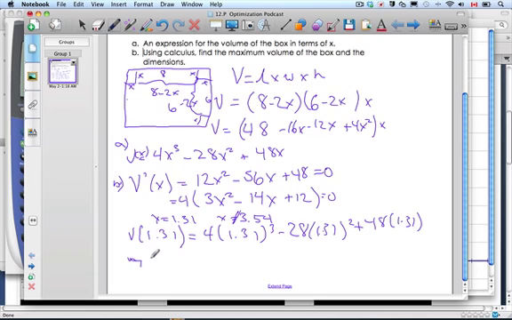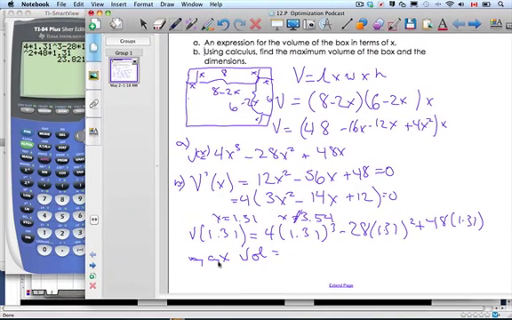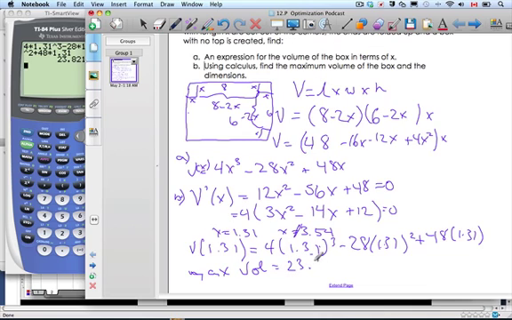So the max volume is 23.8, to 3 significant figures, and this is centimeters cubed. Don't lose your unit.